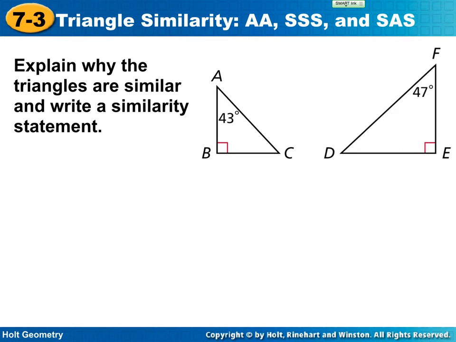Okay, explain why these triangles are similar, write a similarity statement. Okay, don't shout it out. Do I need to have you work on marker board? Does that work better? No? Either on your paper or marker board. Explain why the triangles are similar. I don't know that this would be a good one to show me, but are they similar?